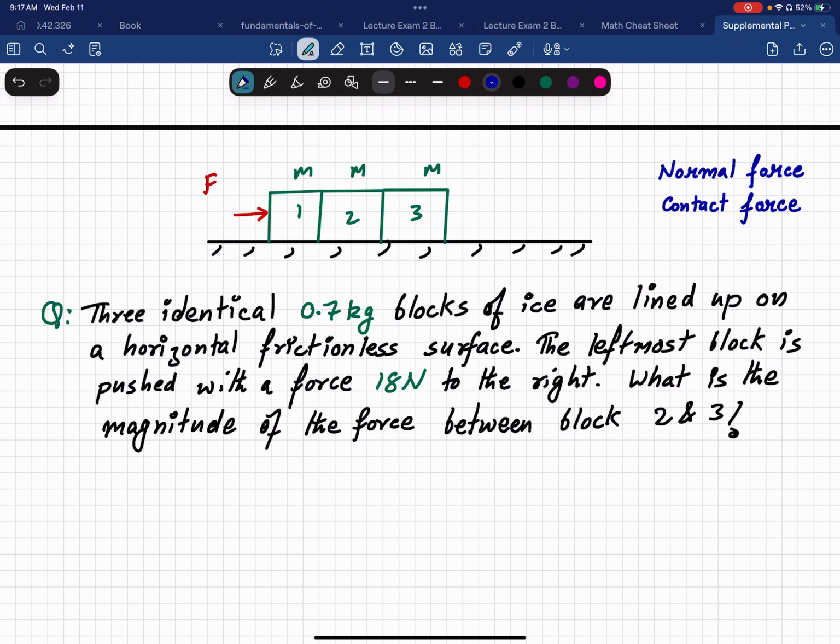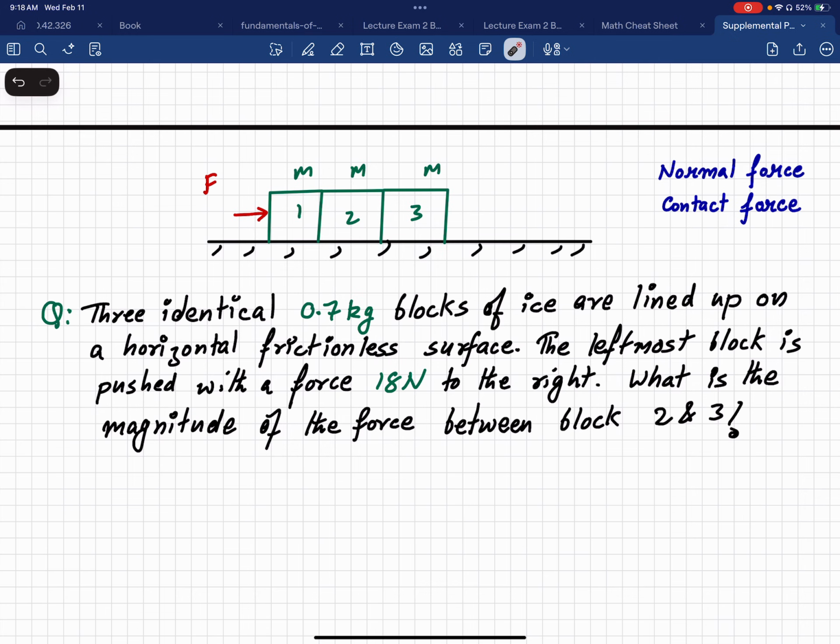In this, you have three identical 0.7 kilogram blocks of ice lined up on a horizontal frictionless surface. The leftmost block is pushed with a force of 18 Newton to the right. What is the magnitude of the force between block 2 and 3? Basically, the question is, you need to find out the contact force between 2 and 3. Okay, now let's try to understand how to go for it.